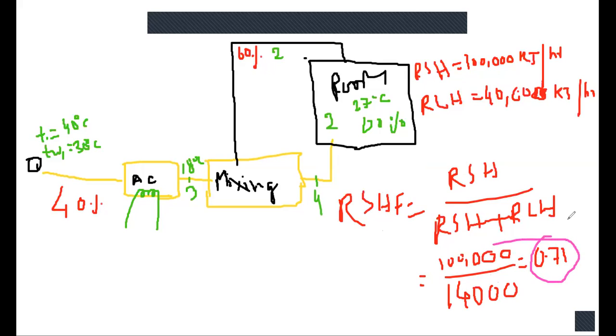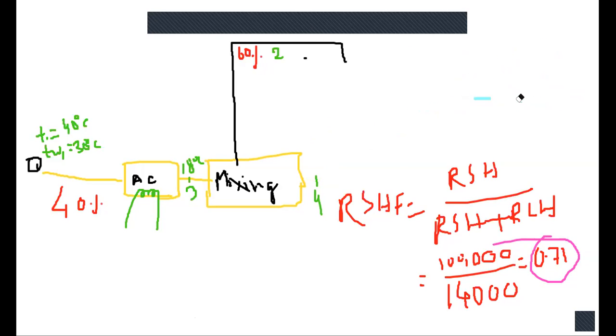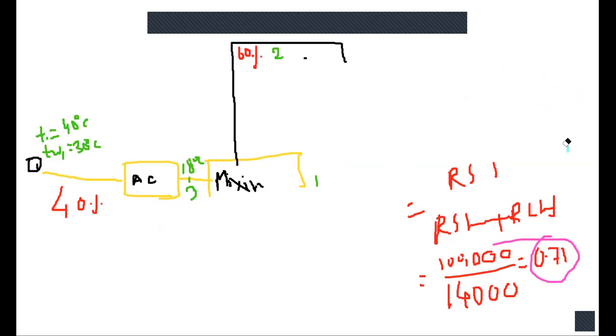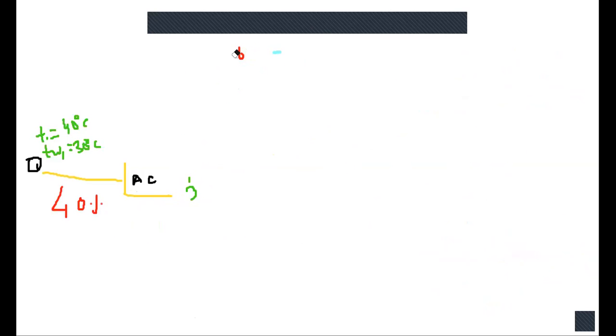Now erase all these things. Now we are going to draw all the processes happening for this system on our psychrometric chart.